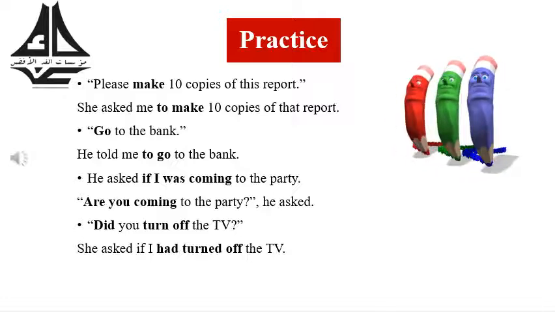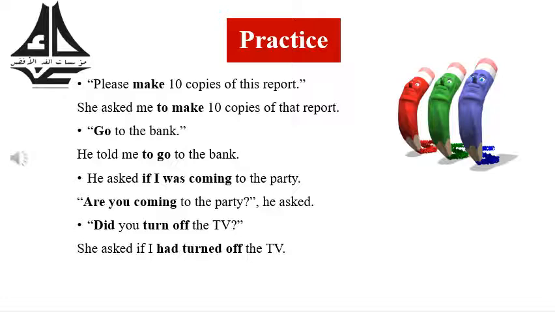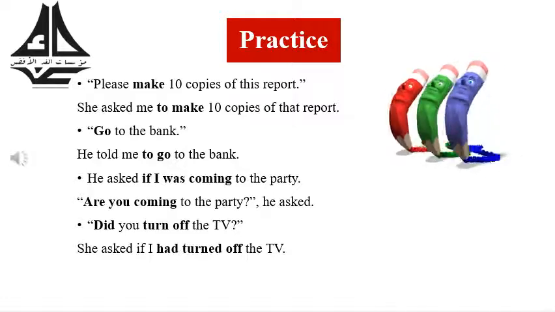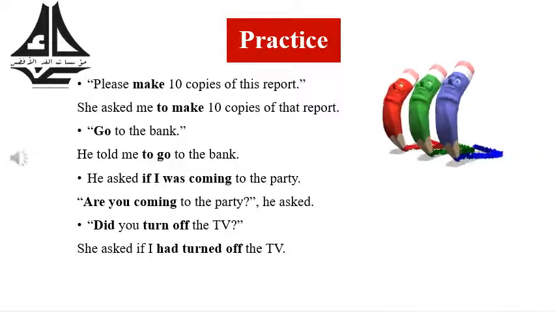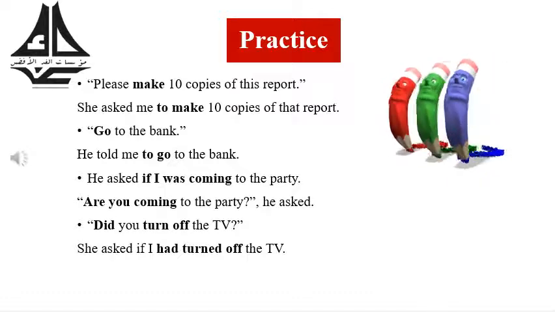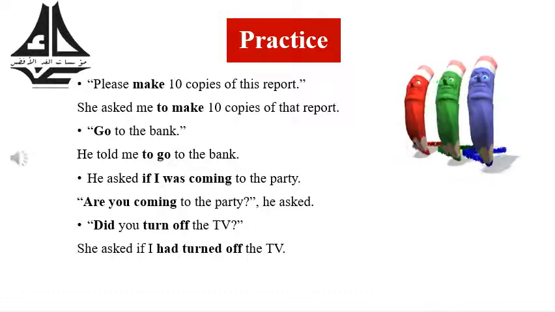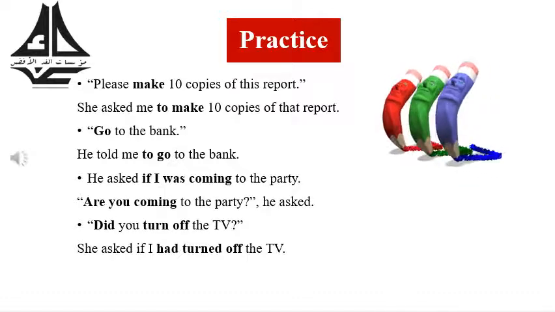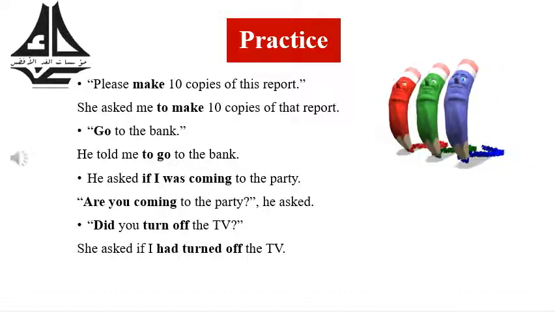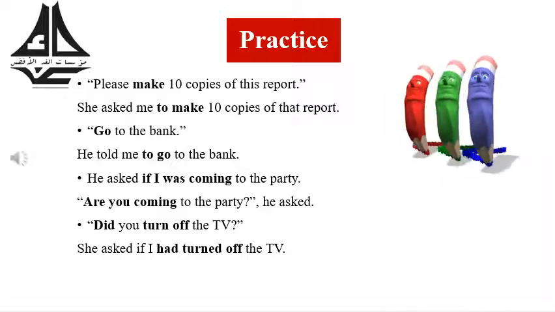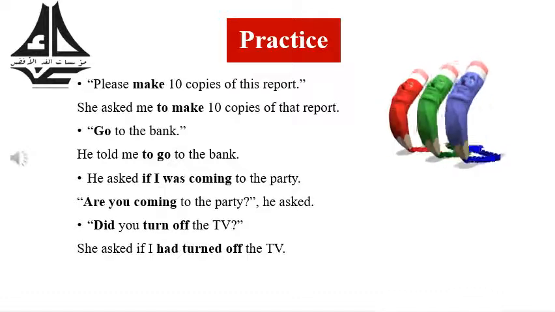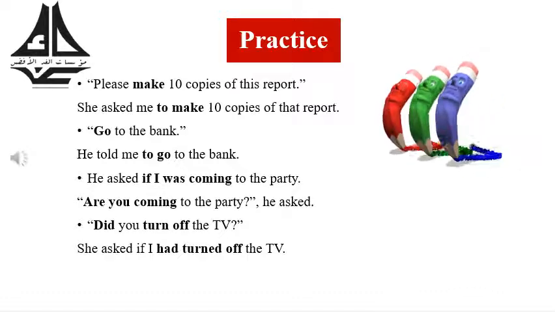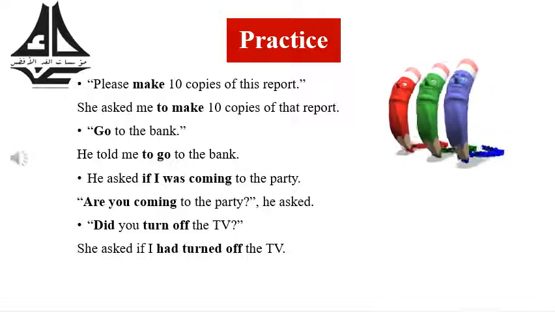The next one, he asked if I was coming to the party. We have to change it to quoted speech. And we can see that we have if plus subject plus verb, and the verb is in the past progressive. So we have to change it to its origin, which is present progressive. So it becomes, he asked, are you coming to the party?